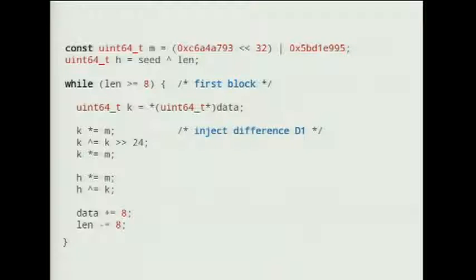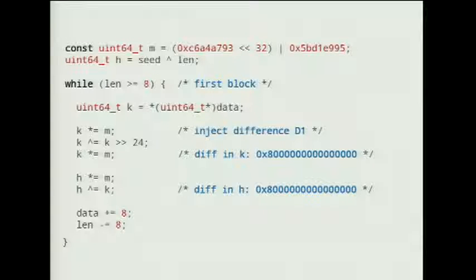So imagine we're in our first round of this while loop, and we get the first block of the message. We inject a difference there, and we will choose it in a way so that after the processing of k, k will have a difference of exactly 0x80 and all zeros. And then h gets multiplied by this magic constant that doesn't do anything, but once h is being XORed with k, this means that in h we have also this difference of 0x80, and the difference in relation to the original values. So if we had a message, let's say A, then this message here is slightly modified.